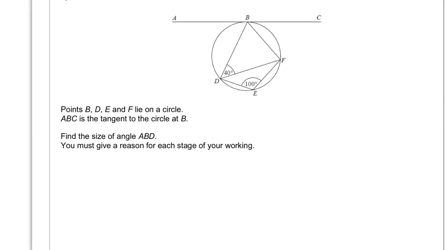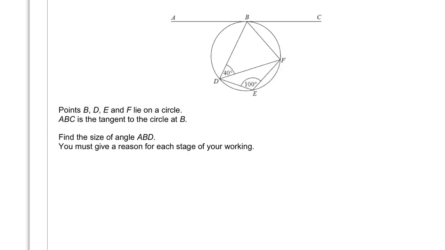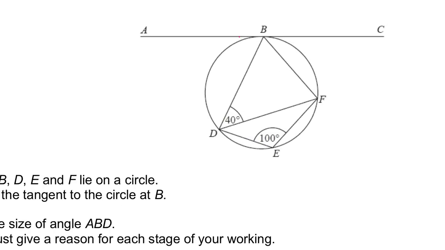Now, if it says you must give a reason for each stage of your working, it means you have to write down your reason. So first of all, it wants us to find the angle ABD. Now, bearing in mind, circle theorems comes up every year. Every year this comes up, right? So ABD means I want this angle here because I start at A, B, D.